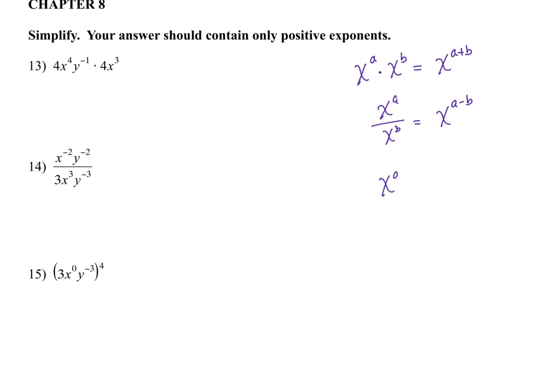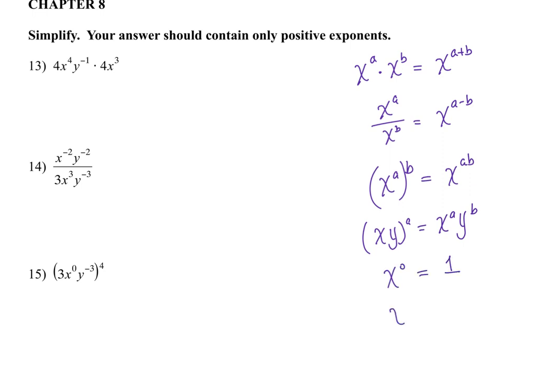When we take a power to a power, we multiply those exponents. When we have a group to a power, we take everything in the group to that power. Couple of extras: anything to the 0 power is just the number 1. Anything to a negative power gives me a fraction or puts it in the denominator.